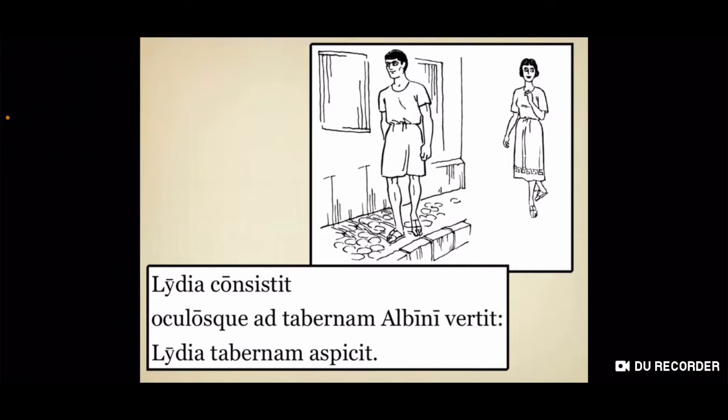Lydia consistit oculosque ad tabernam Albini vertit. Lydia tabernam aspicit. Lydia stops and turns her eyes towards Albinus' shop. Lydia looks at the shop. Aspicit, another new word, looks at. Consistit, also another new word, stops.